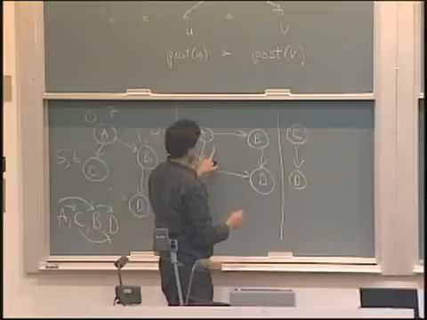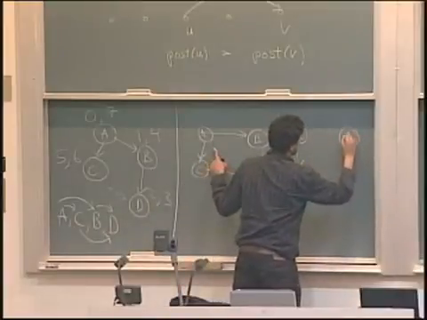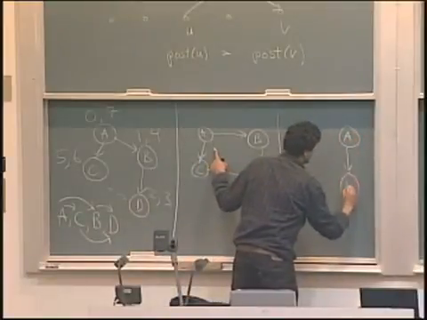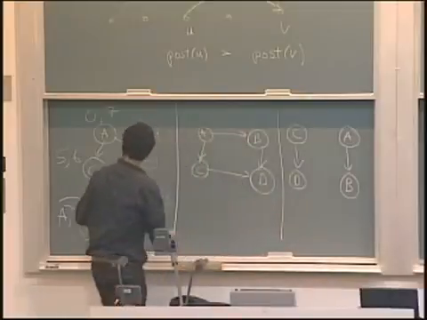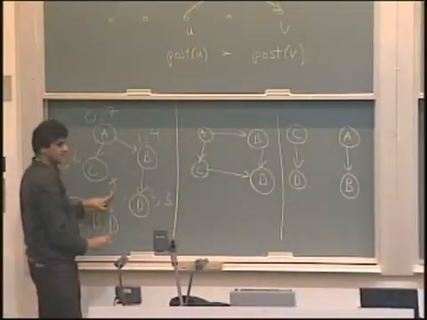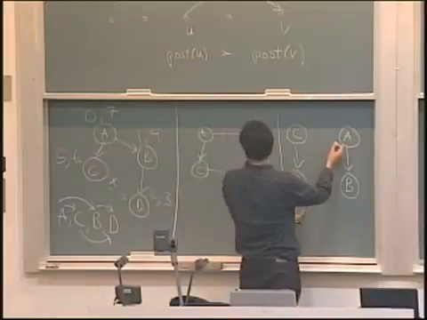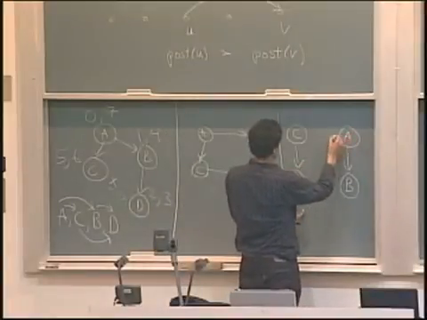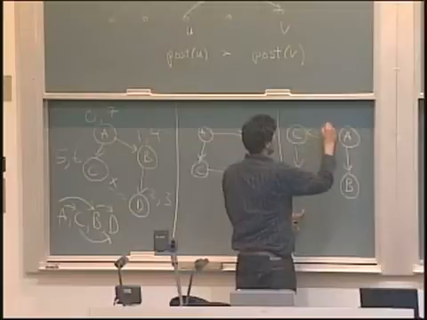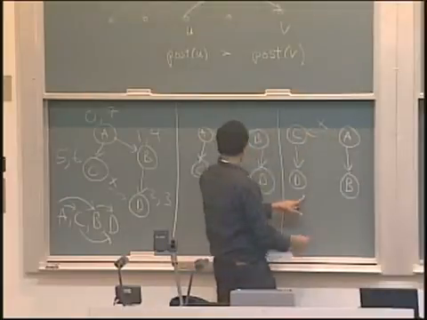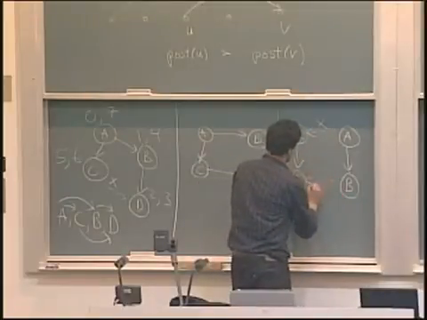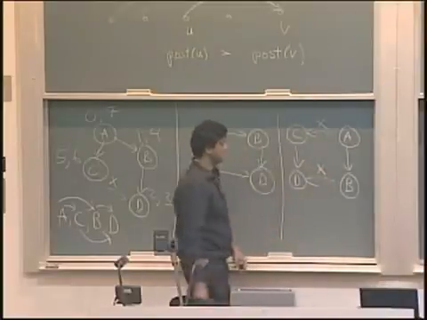And then I get A to B as a tree edge. And then I get A to C as a cross edge. And a B to D as a cross edge.